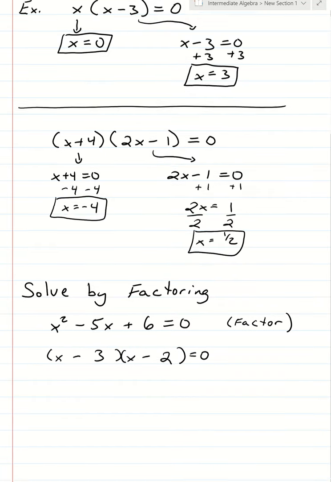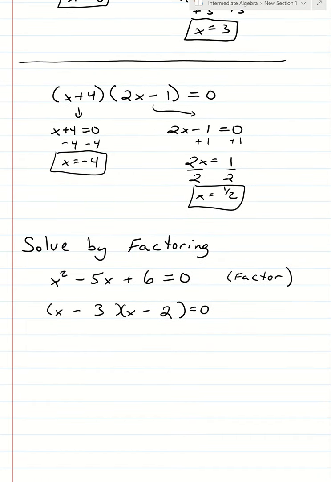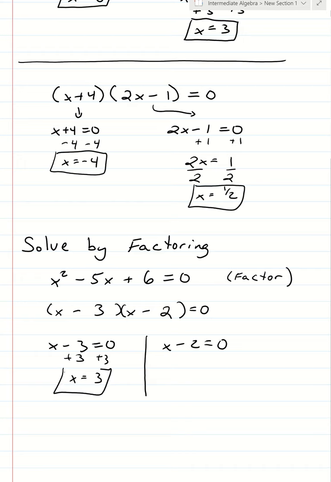And now that we have the factored form, I can use the zero product property, in which case I'm going to set the x minus 3 equal to 0, as well as I will set the x minus 2 equal to 0. And so now to solve, I would add the 3 over, giving me x equals 3 as my one solution. And if I add the 2 over, we get, of course, x equals 2 as our second solution.